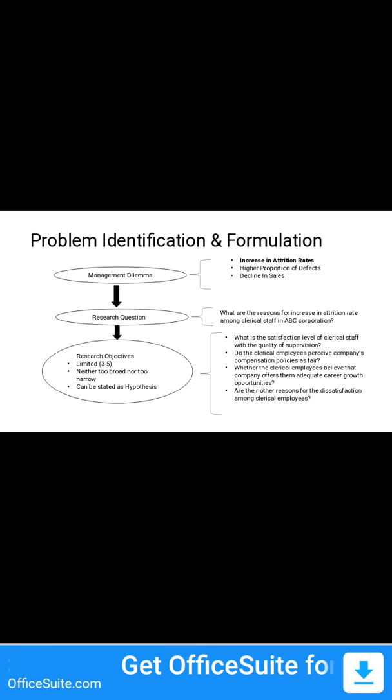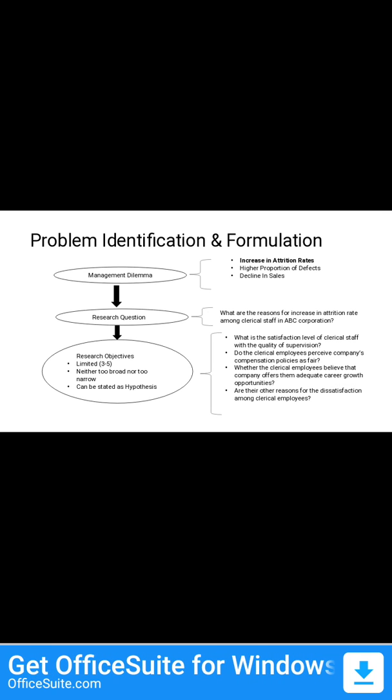Again, we also know that the attrition level may increase when the employees feel that they do not have good career growth prospects in the company in which they are working currently, and naturally they would move over to switch to some other company which offers them a better career growth opportunity. And that is why the third research objective that we have taken up is whether the clerical employees believe that the company offers them adequate career growth opportunities. So now do you understand why we have taken up these three research objectives?